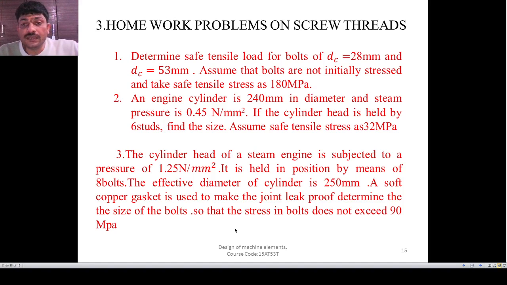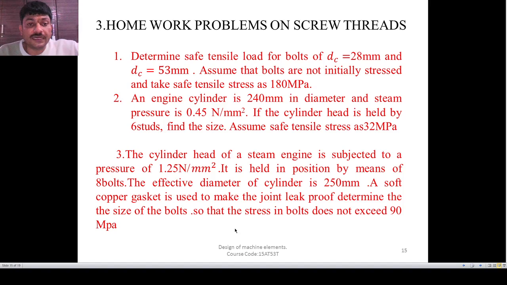The values 28 mm as well as 53 mm are already given. So directly you have to put them in the equation P is equal to pi by 4 dc square into sigma t. Directly you can find out the value of that.